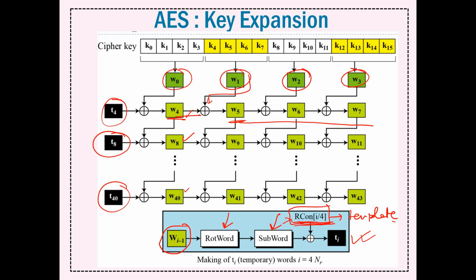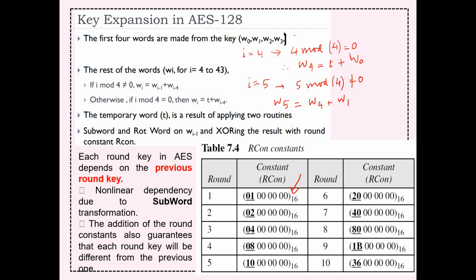Now, how are we generating this? We need the initial word, which is W0, from the cipher key. Then we know about Rot Word and the substitution, or Sub Word, but we are concentrating on this Rcon. This round constant is given by this particular template. Whenever you are in a particular round, you use that particular constant value and XOR it with the preceding element. Am I okay with this? As I already mentioned, apply SubWord and RotWord on w(i-1) and XOR the result with the round constant Rcon. That's what we are trying to do.